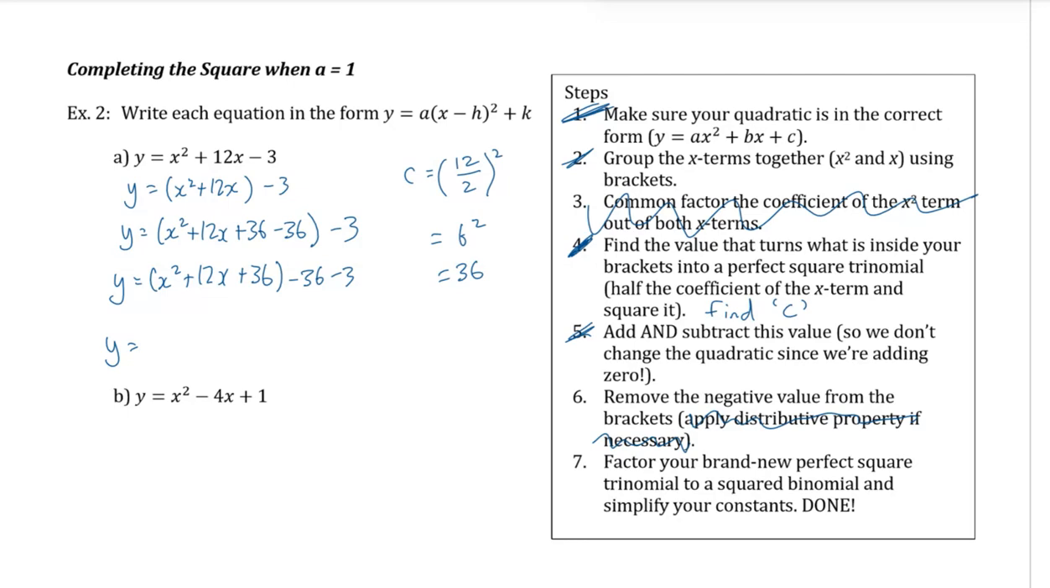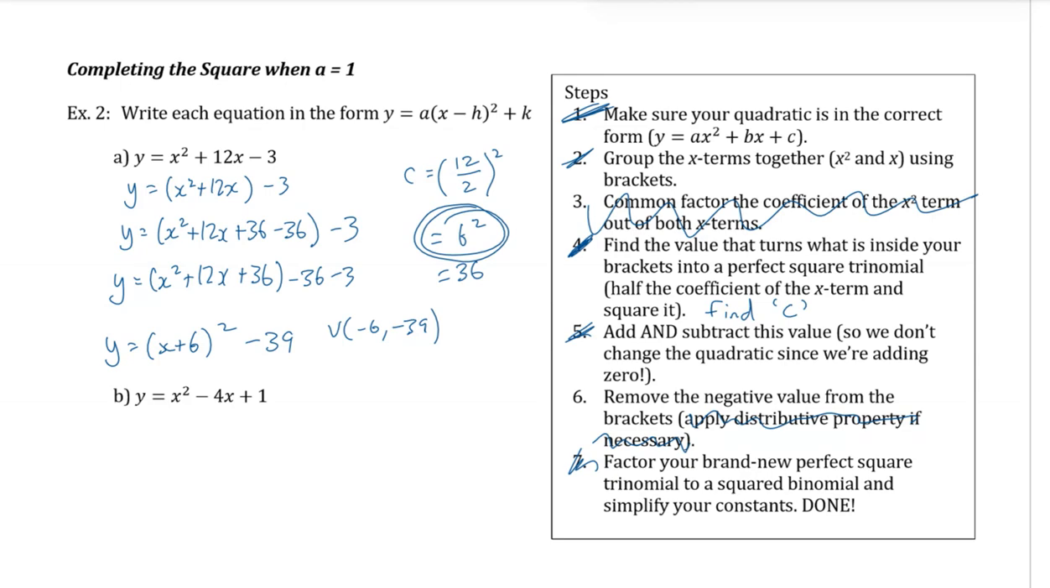So how do I write this in factored form? Emerson? X plus 6 squared. Remember, it's that number again, but x plus that squared. Negative 36 minus 3 is negative 39. Now it's in transformation form. Now I know the vertex. It's negative 6, negative 39.